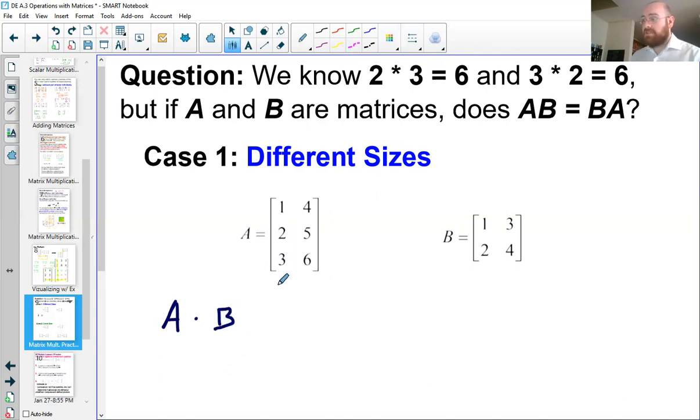A, we can see, is a 3-row by 2-column matrix. So 3 times 2. And B, we can see, is 2 rows by 2 columns. So 2 times 2. If I then pick a different color, I can see that our first size is going to be matching the inside numbers. So A times B would be a 3 times 2 matrix.